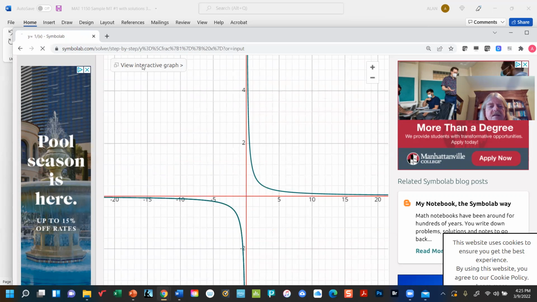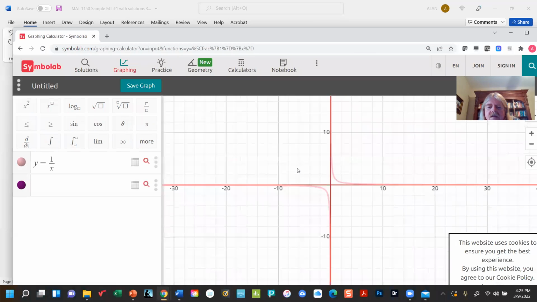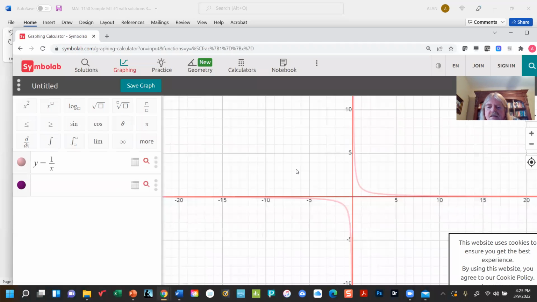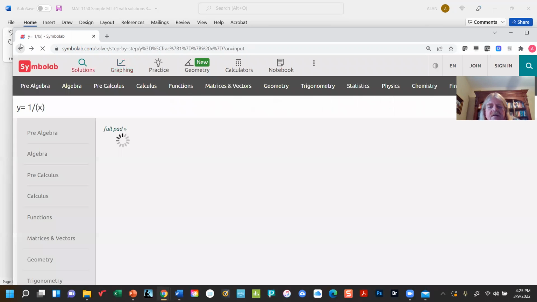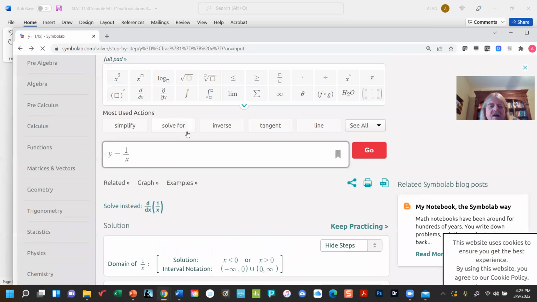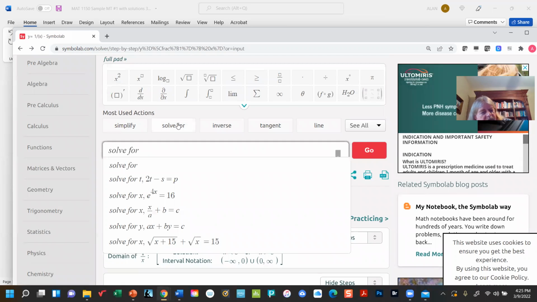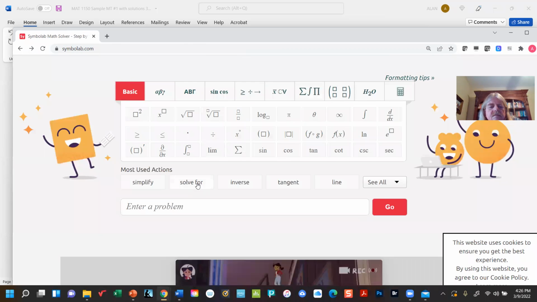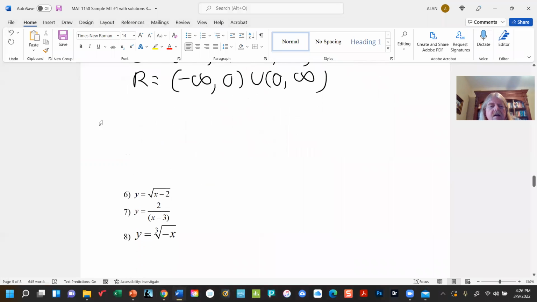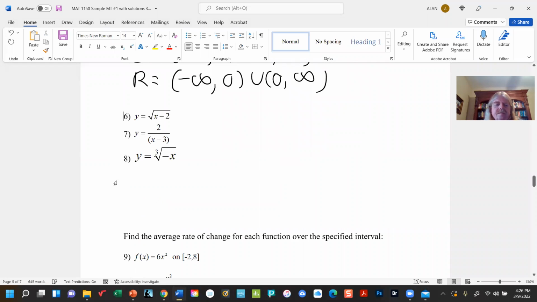Now, I don't know what this means, interactive graph. Oh, I guess I see what it means. I like this one better. This one is fine. I can actually see it. Oh, that's not what I wanted. Hold on. No, that's all right. We get it. All right. Now, what about this one?